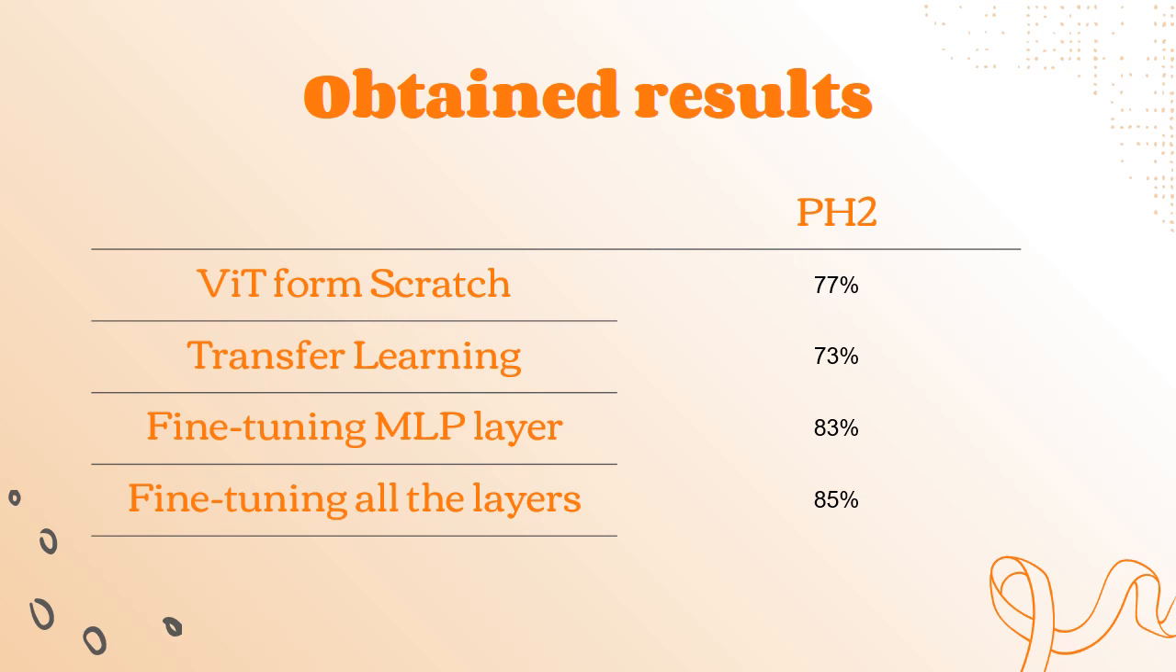Initially, we tried the ViT applied from scratch, which gives 77% accuracy. Then we moved to work with the pre-trained model, which we trained on the ISIC 2020 dataset. The initial foray into transfer learning gives 73% accuracy, while transfer learning only the MLP, or the multilayer perceptron, significantly boosted the accuracy to 83%, and encompassing all layers yields the highest accuracy at 85%.